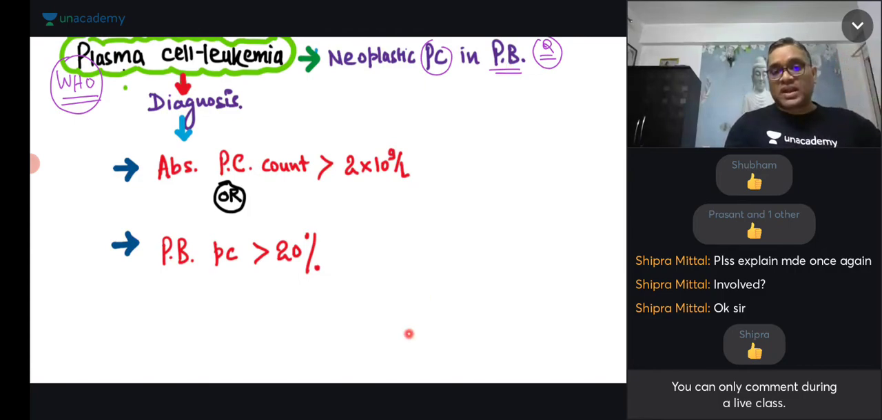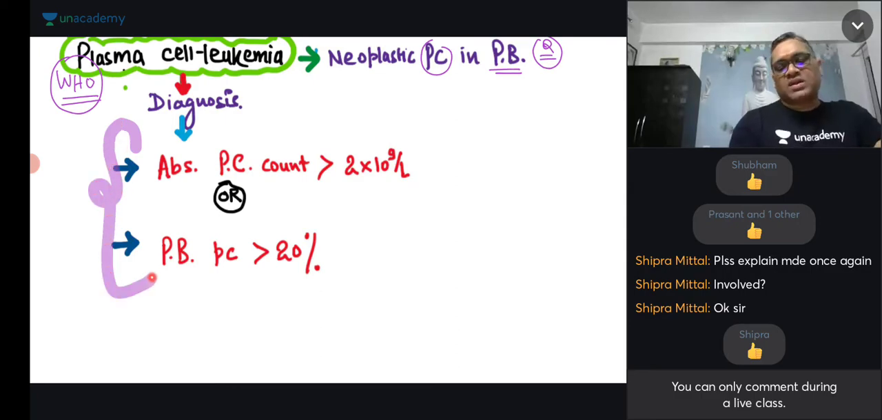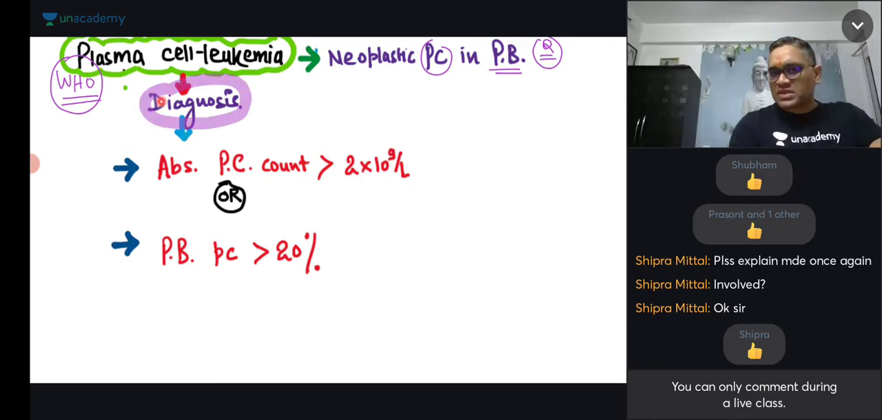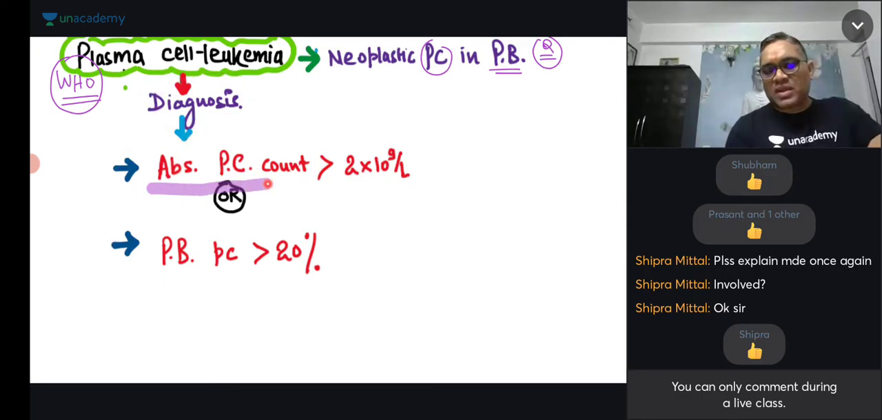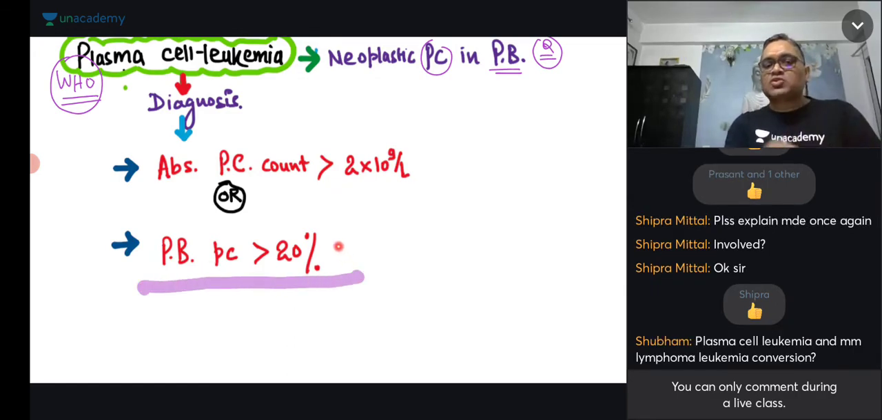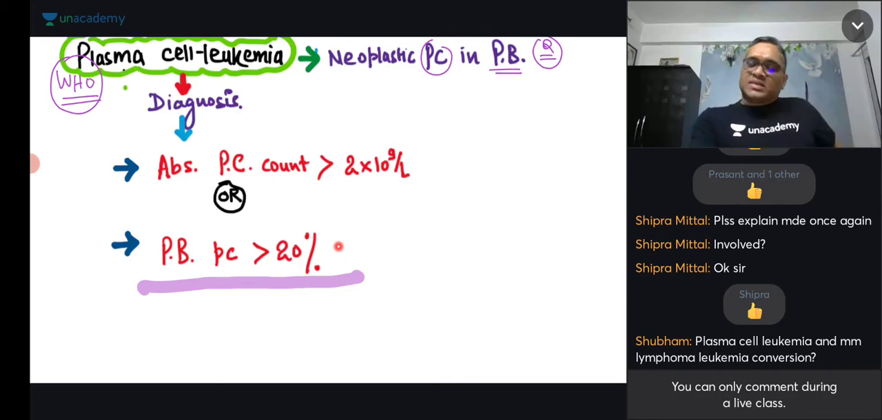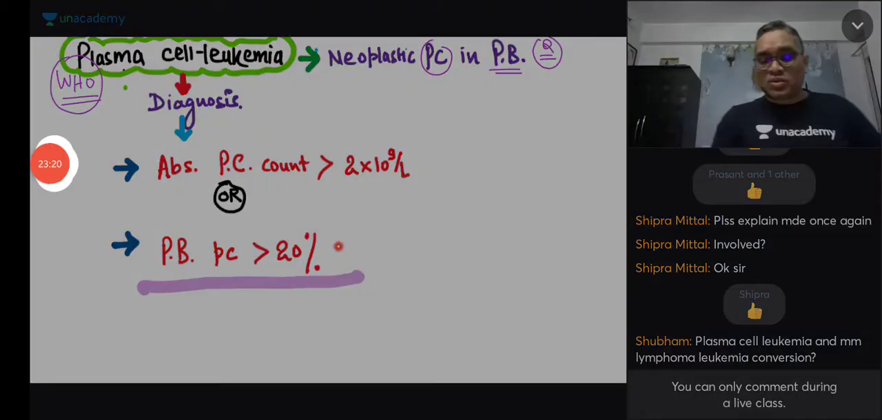Their diagnostic criteria, I have told you, is CRAB plus myeloma defining events, right? But plasma cell leukemia is very easy. There is only one criterion for the diagnosis of plasma cell leukemia. Either you should have an absolute plasma cell count of more than 2 into 10 to the power 9 per liter, or peripheral blood plasma cells should be more than 20%. That's all. This is a conversion only, but remember the diagnostic criteria is different.